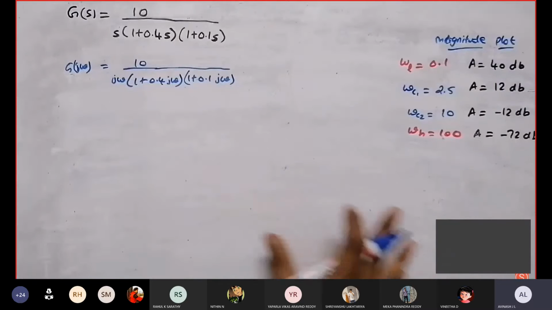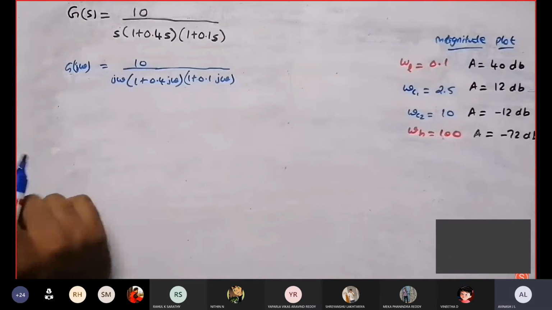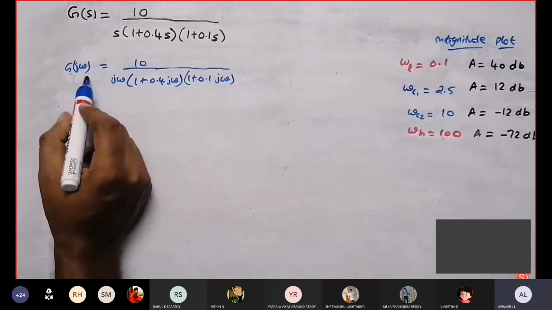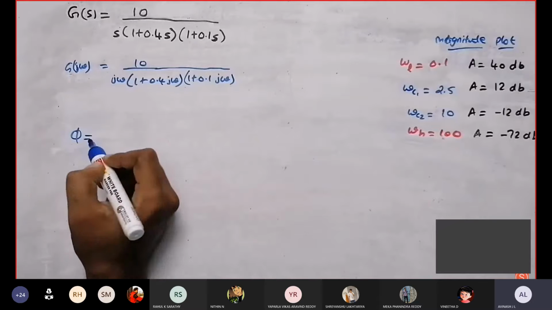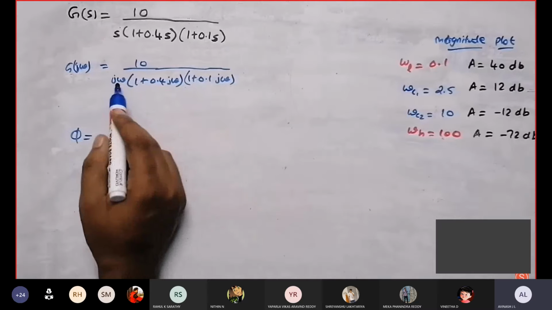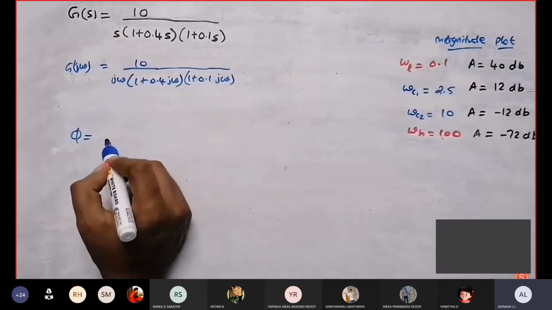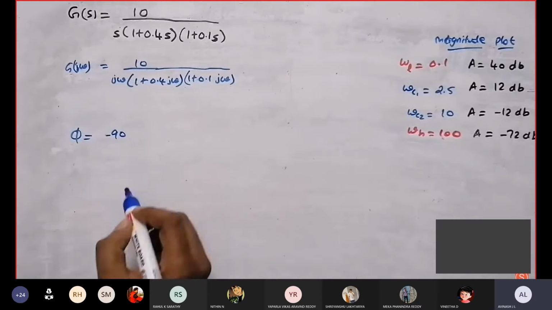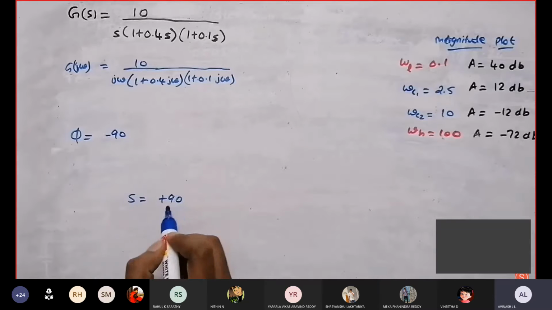Now after plotting the magnitude plot, we need to draw the phase angle plot. For that we need to find the phase angle. Okay, phase angle of j omega, that is phi, the phase angle. So there are 3 terms. This is the first term, second term, third term. In the first term, s is in the denominator. If it is in the denominator, the angle will be minus 90. If s is in the numerator, the angle will be plus 90.